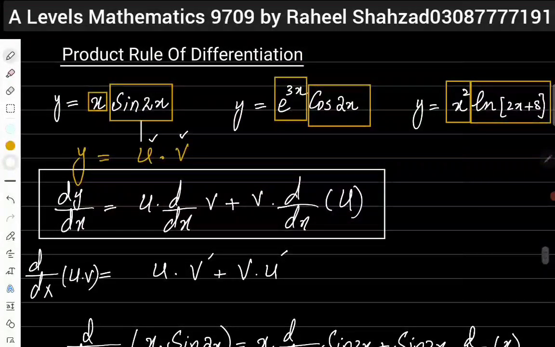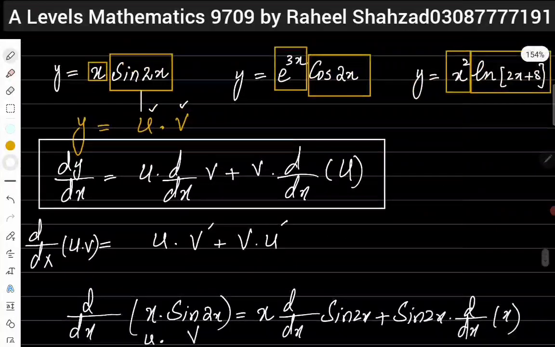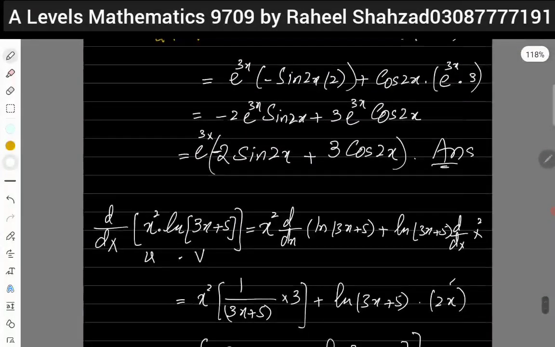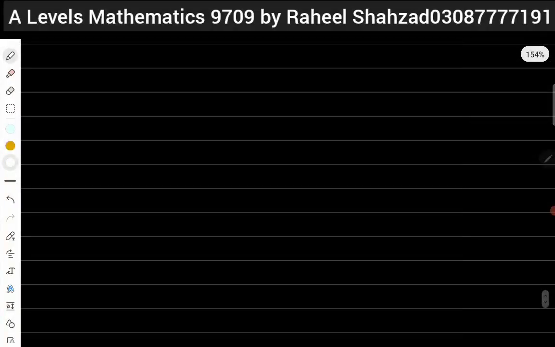The reason for applying the product rule is that we have two different families of functions, x representing polynomial functions and sine representing trigonometric functions, so x into sin 2x is a product of two different functions. We apply the product rule, that is u v' plus v u', or the first function as it is times the derivative of the second plus the second as it is times the derivative of the first. So let's do one more question representing the product rule.